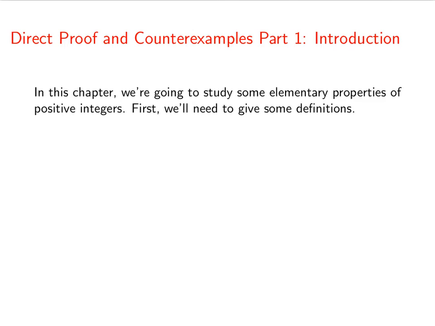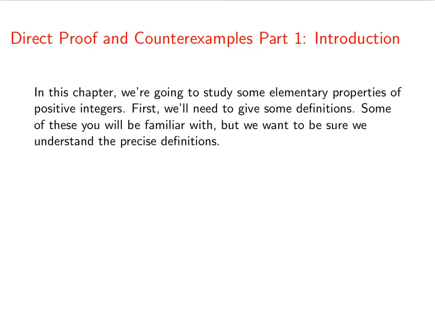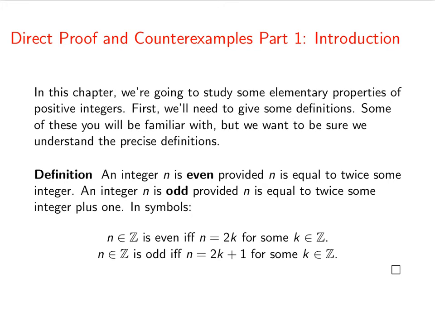First, we want to give some definitions. Now, you're going to be familiar with these definitions, but we want to make sure that we understand the precise definitions. So let's define an integer to be even, provided that it is equal to twice some integer. And an integer will be odd, provided it is equal to twice some integer plus 1.